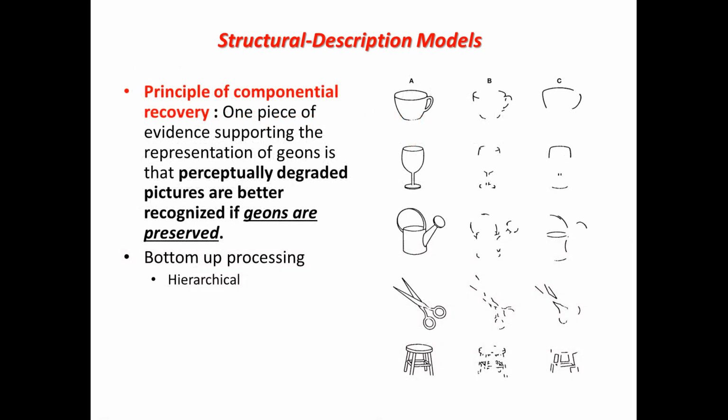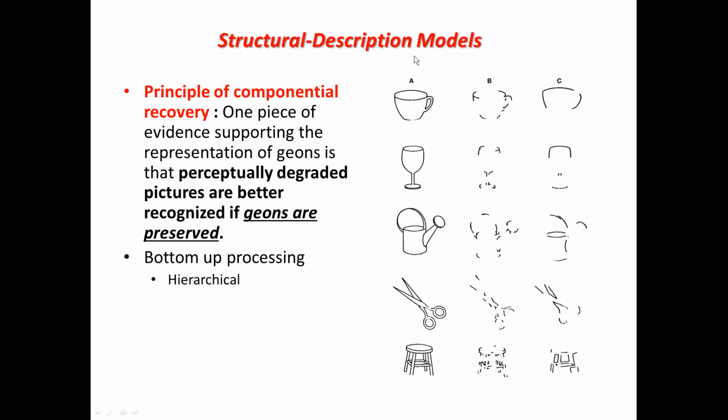One piece of evidence supporting the representation of geons comes from studies that have used perceptually degraded pictures or stimuli. And it's been shown that when these kinds of pictures or stimuli are shown to subjects, they are in fact better recognized when the geons are preserved, as opposed to cases in which the geons are not preserved.